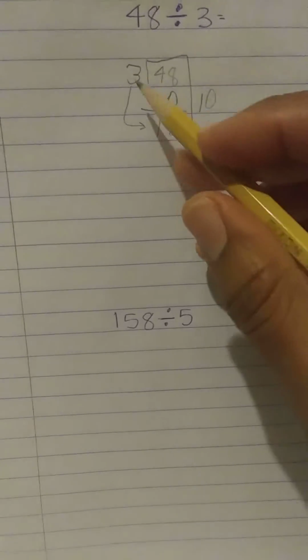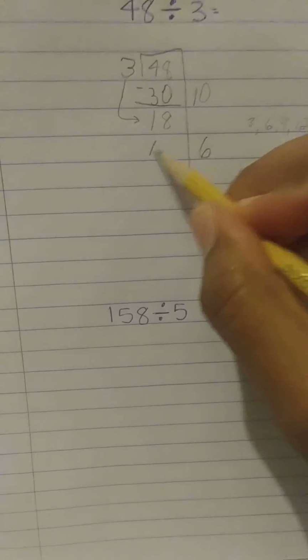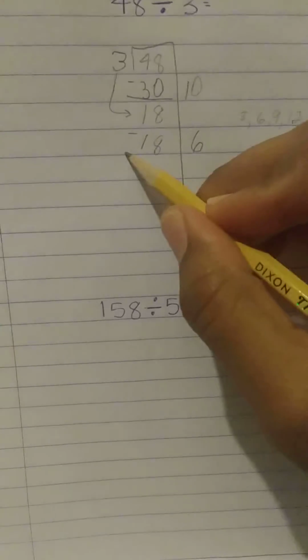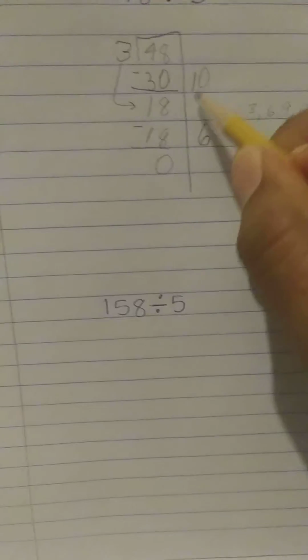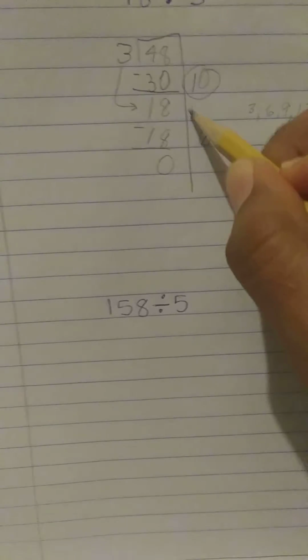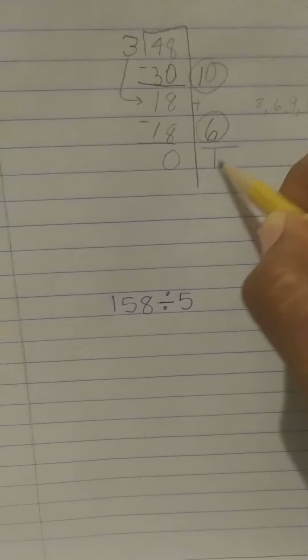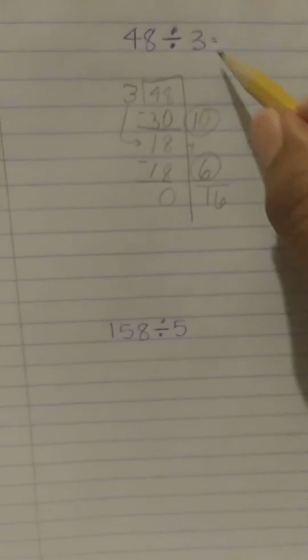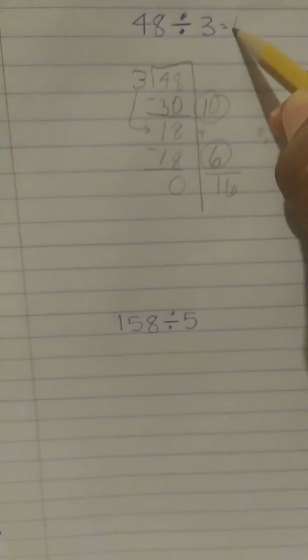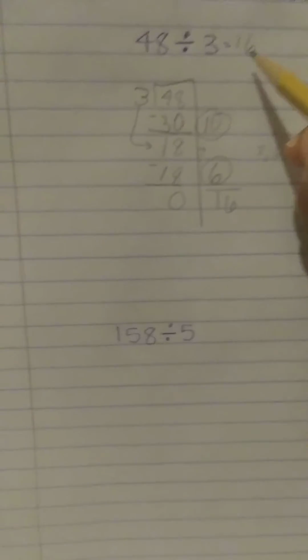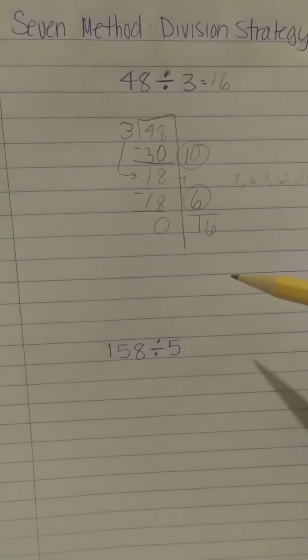Now, what is 6 times 3? 18. That's what you subtract out. That's going to leave you with 0. So we had 10 groups, plus we did another 6 groups of 3, and that was a total of 16 groups. So our answer to 48 divided by 3 is 16. 16 apples can go in each basket.